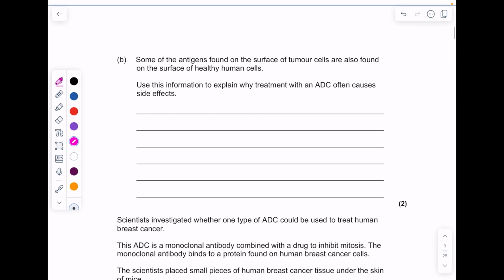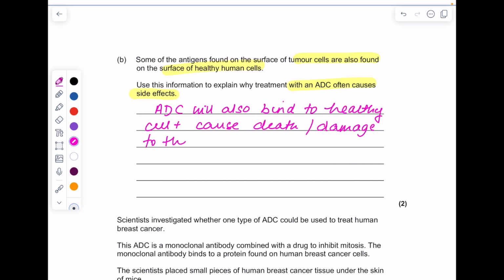Some of the antigens found on the surface of tumour cells are also found on the surface of healthy human cells. Use this information to explain why treatment with an ADC often causes side effects. If ADC is causing cell death, then obviously it's going to cause side effects if it's killing our lovely healthy human cells. So we need to say that ADC will also bind to healthy cells and cause death or damage to them.